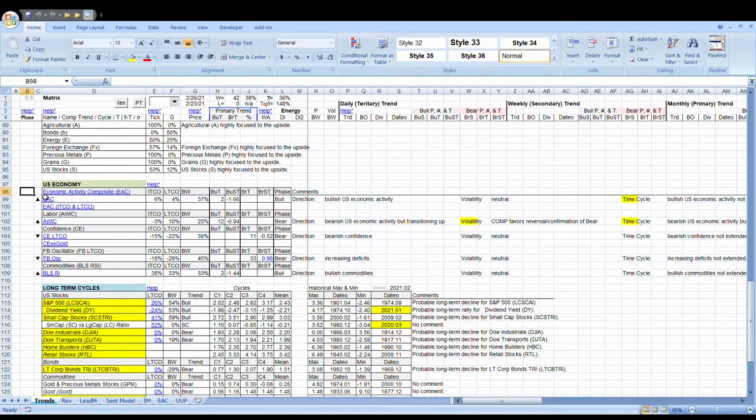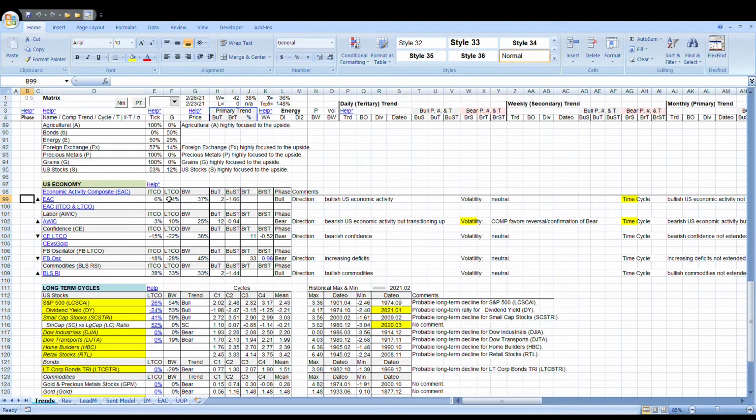For a written explanation of the EAC, click on this link and it'll take you to the blog, and you can read through the description of the computer-generated economic activity composite. This number here is the leading EAC that is often cited within the economic activity reviews. There's a couple main components of it.